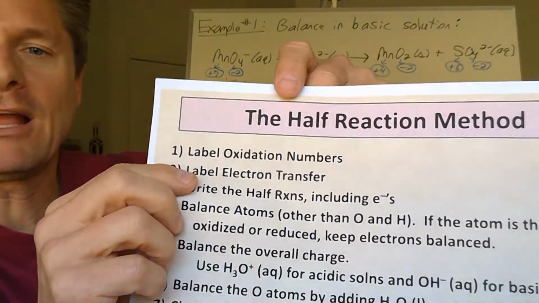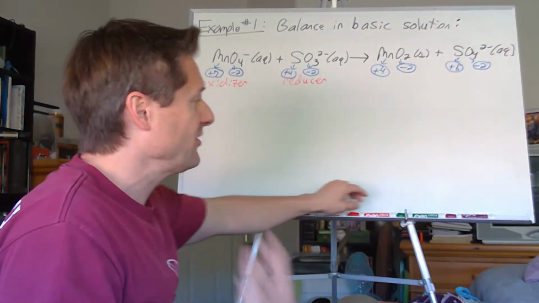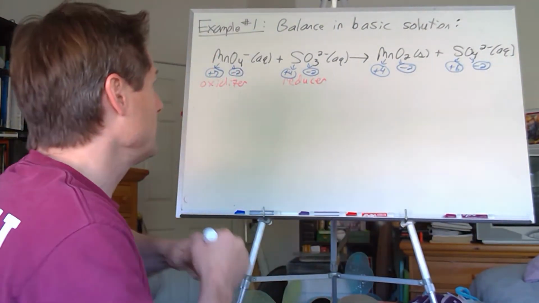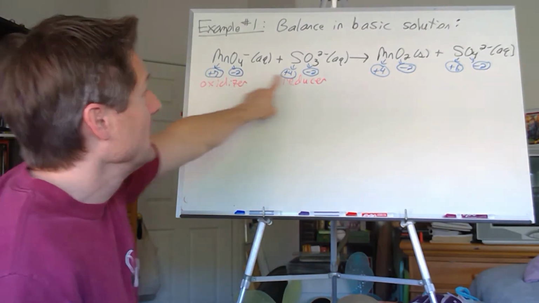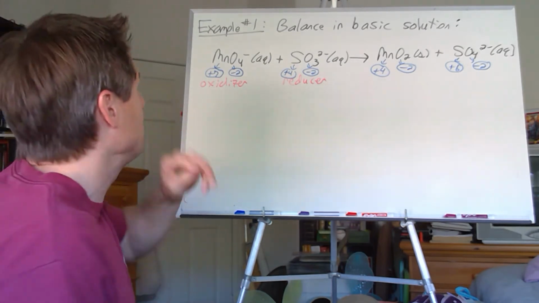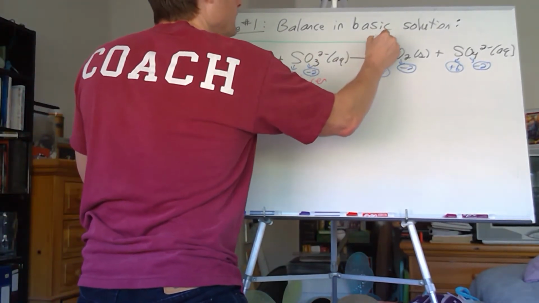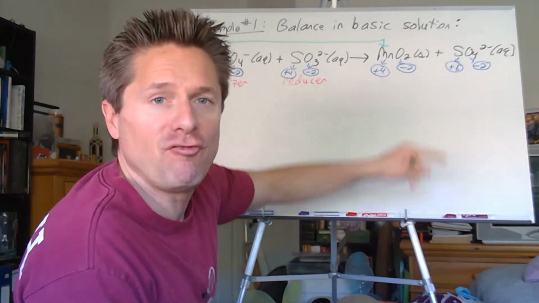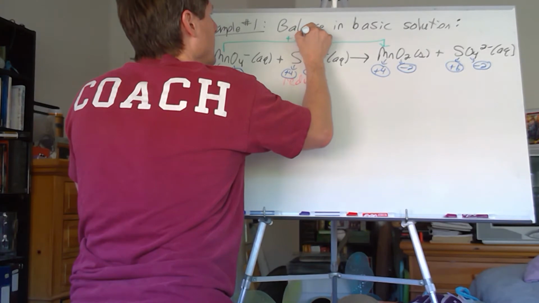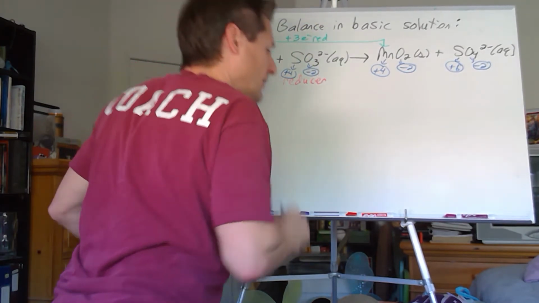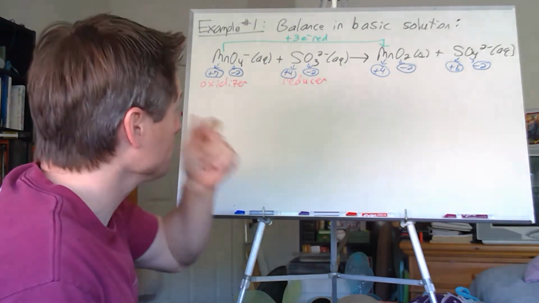Let's label our electron transfer. So we're going to use some arrows to connect the reduction part to the oxidation part. Now, would you agree the manganese is going from a +7 to a +4? So the manganese is being reduced. So let's connect those two together. Now, to get from 7 to 4, it would have to gain 3 electrons. So I'm going to write +3 electrons, reduction, to go from a 7 to a 4.